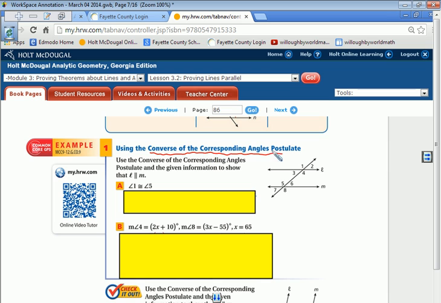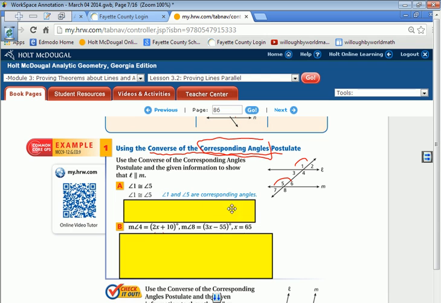All right. So let's start with this one. This one's talking about corresponding. This is out of your textbook, but you can just look along with me. What does supplementary mean? Adds up to 180 degrees. All right. It tells us that angle 1 is congruent to angle 5, and we can tell those are what kind of angles? Corresponding. Look at the title. Angle 1 and angle 5 are corresponding angles.